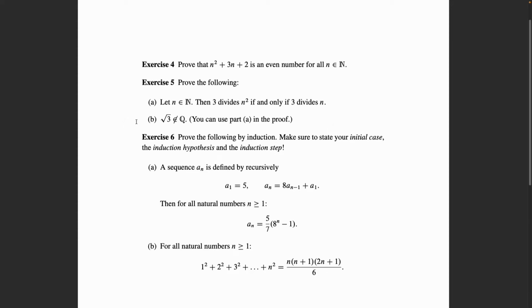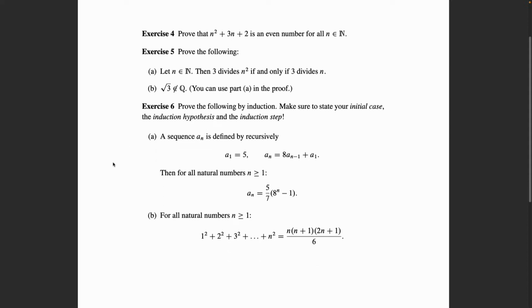And we could use this in part B of exercise 5, where we're supposed to show that the square root of 3 is not a rational number. Recall that in the videos we showed that the square root of 2 is not a rational number, and we can very similarly proceed here to show that the square root of 3 is not a rational number.